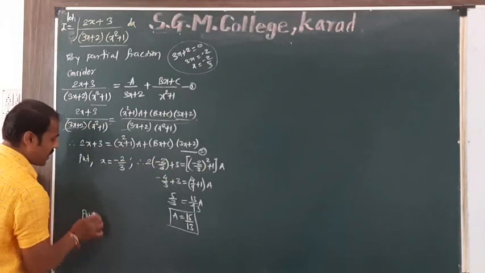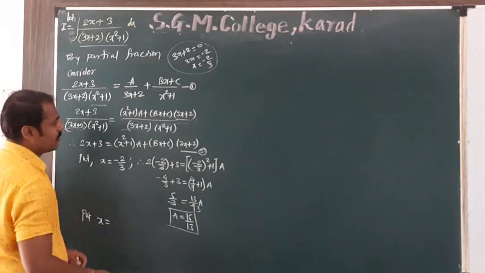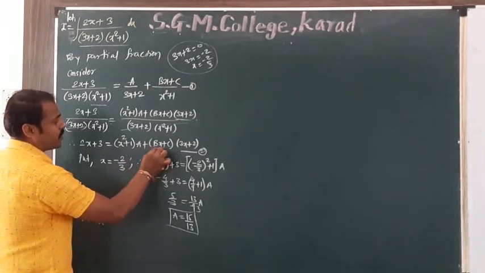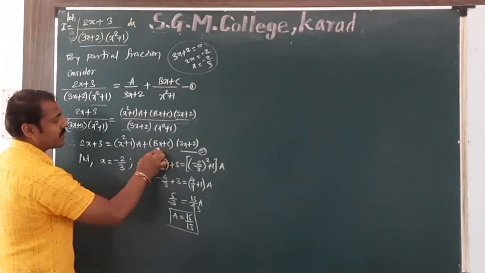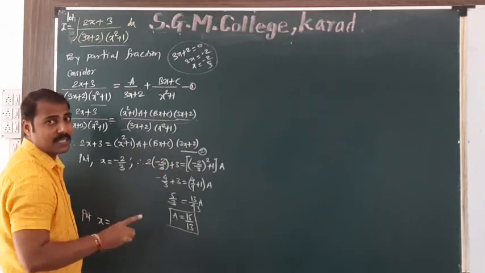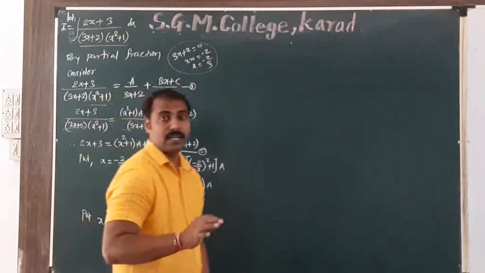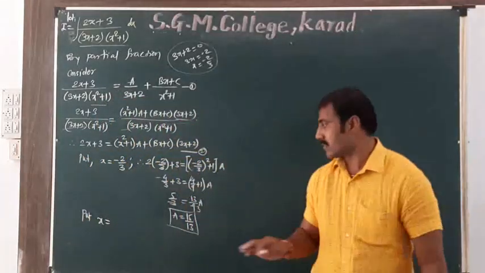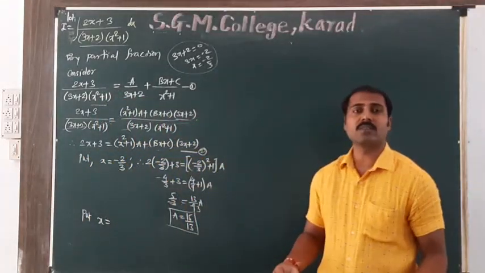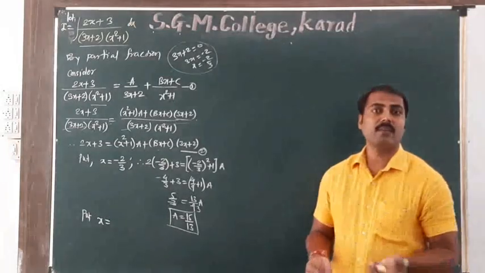For that, put x is equal to 0. Look here, when we put x is equal to 0, the term of b is 0. So we get an equation in a and c. We get an equation in a and c, but the value of a is known. Therefore, we get the value of c.